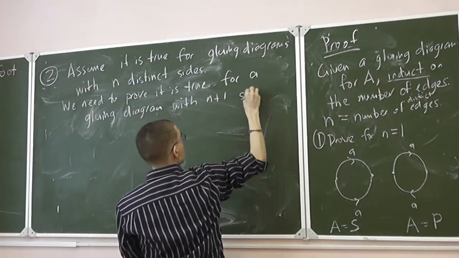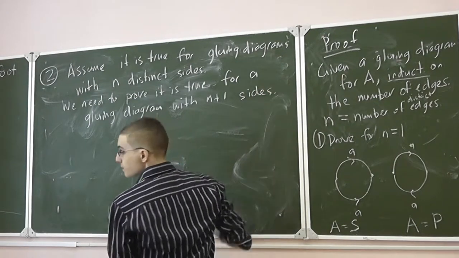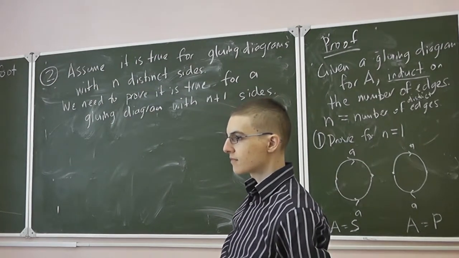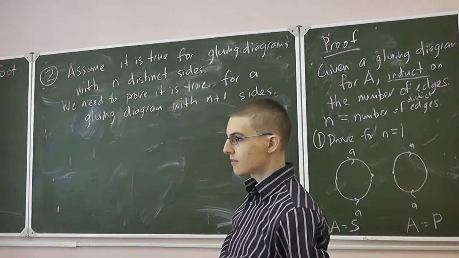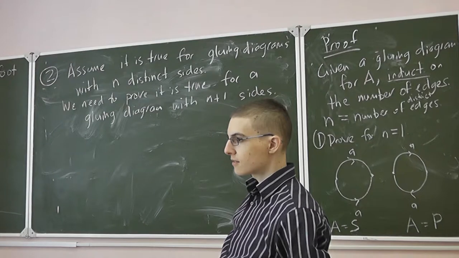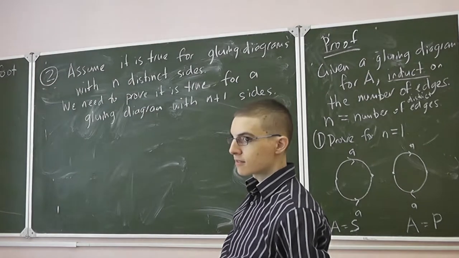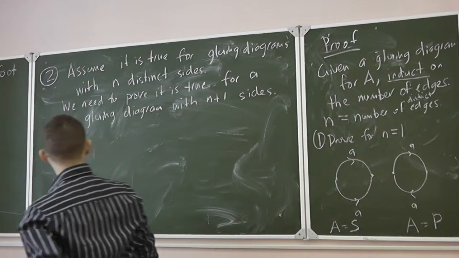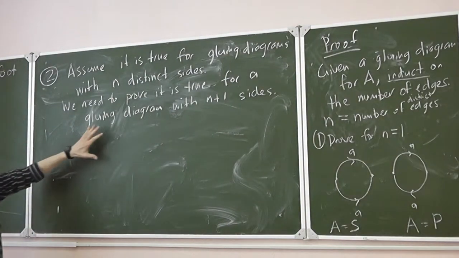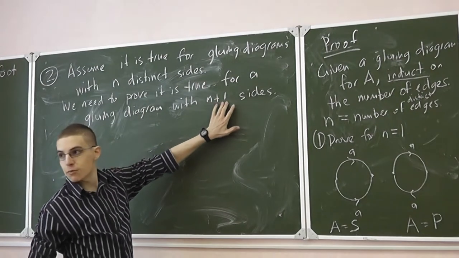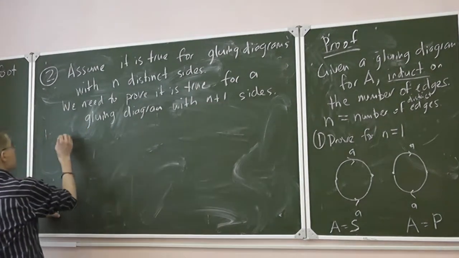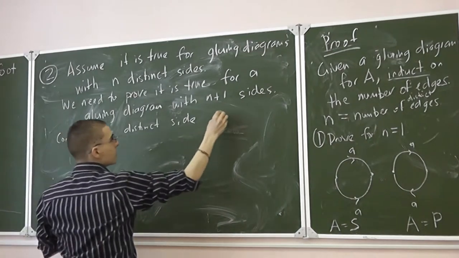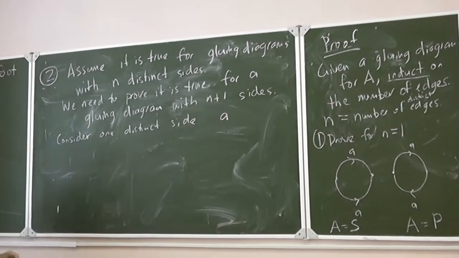Well, a surface with one more side, as we proved in the previous lesson, can be either a connect sum of a surface with n sides and a sphere, a projective plane, or a torus, or a connect sum of two surfaces with fewer edges. Okay, so let's revisit it. Let's look at these n plus one sides, the extra sides. So consider one side, A.